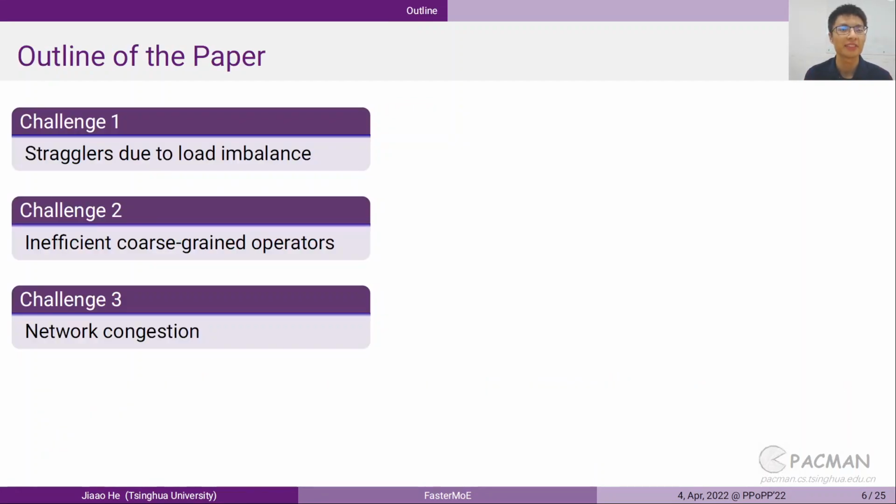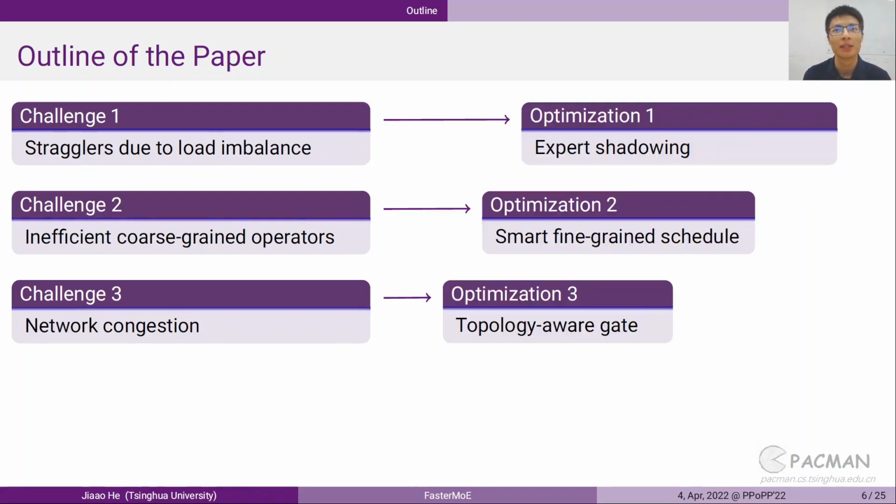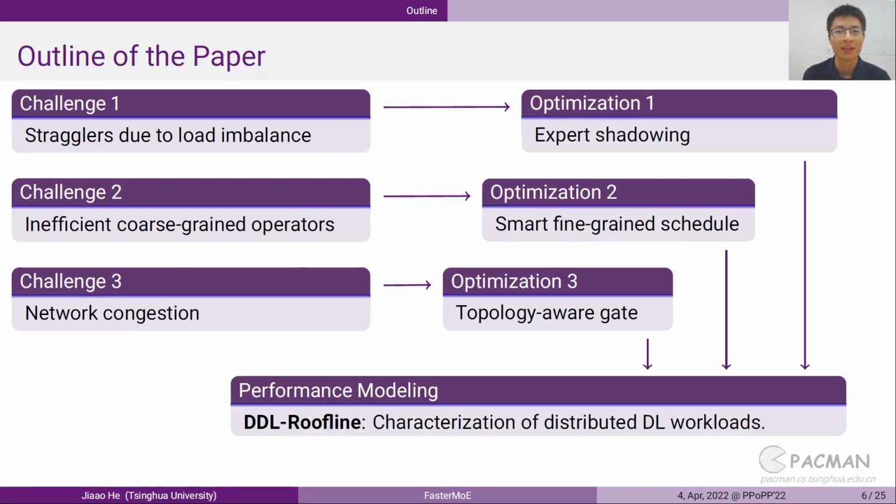In this paper, we first identify three different challenges in training MoE models using expert parallelism. They include load imbalance, inefficiency in coarse-grained operators, and network congestion. Then, we propose three different optimizations to cope with the different challenges. They include expert shadowing, smart scheduling, and a topology-aware gate. Finally, we introduce a roofline-like model to characterize the workload of distributed deep learning, and we show that this roofline model can guide our optimizations.